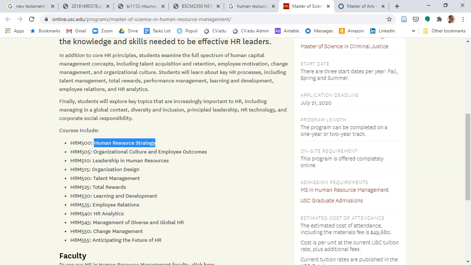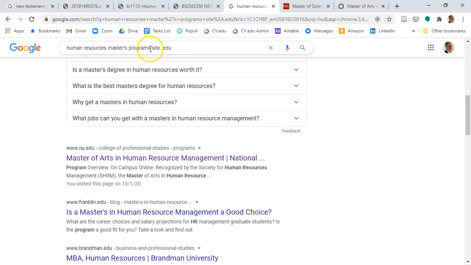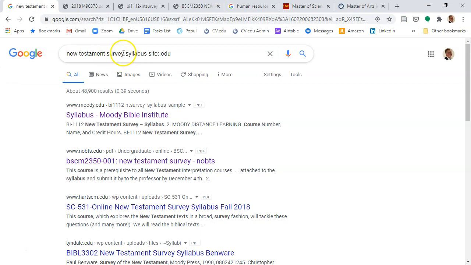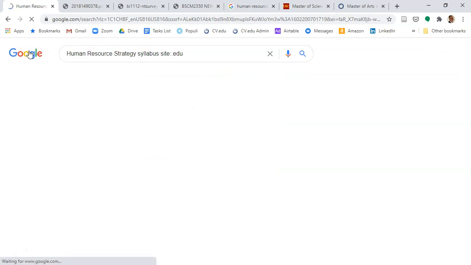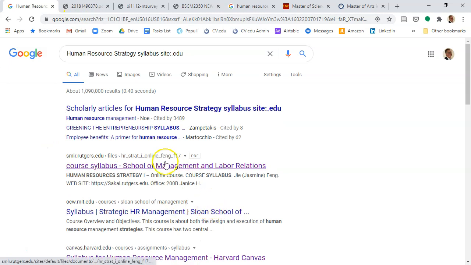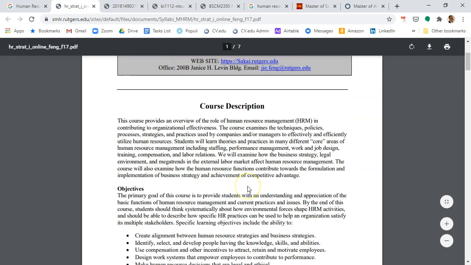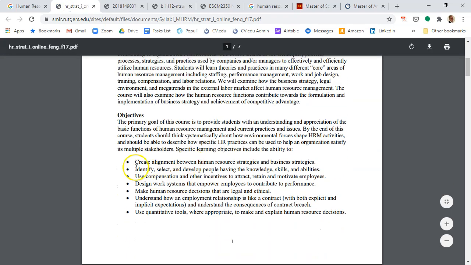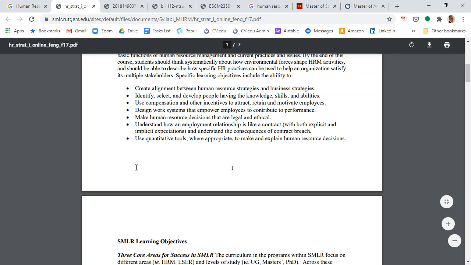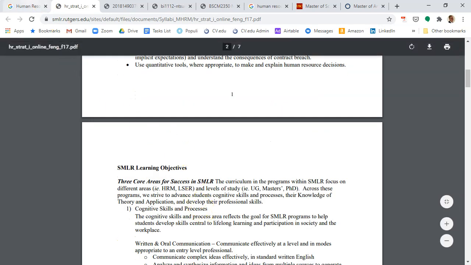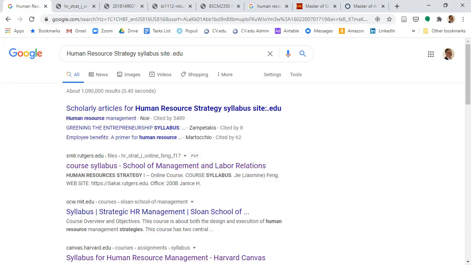Often, what you would do is type in human resources strategy syllabus. And then you can see if you can find something. So this is a course, human resources strategy. And you can see here it has good course objectives. Now, some of you may look in areas where there is no syllabus.